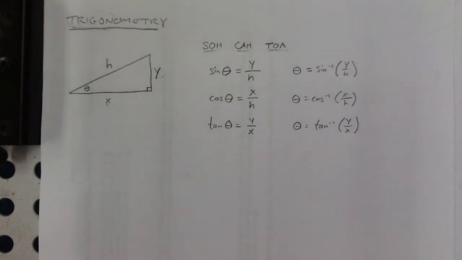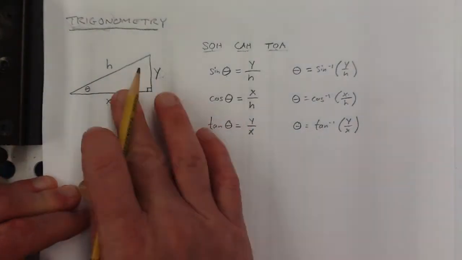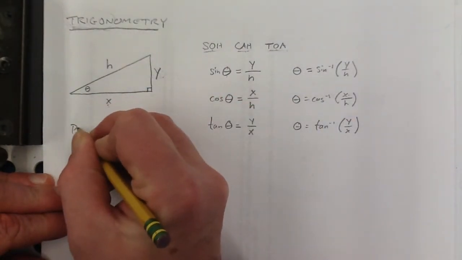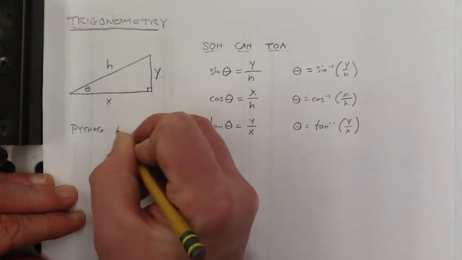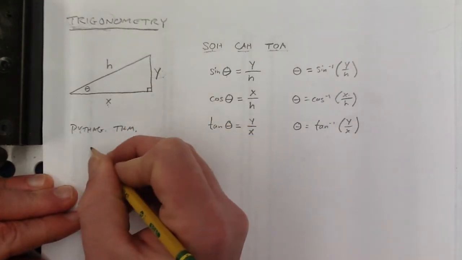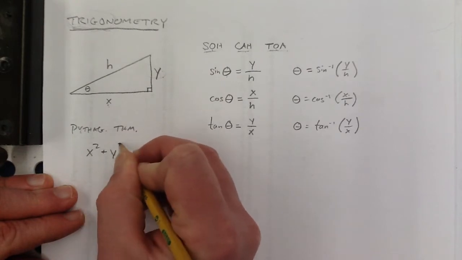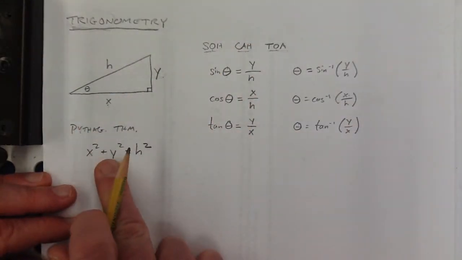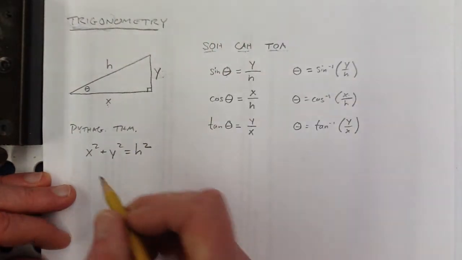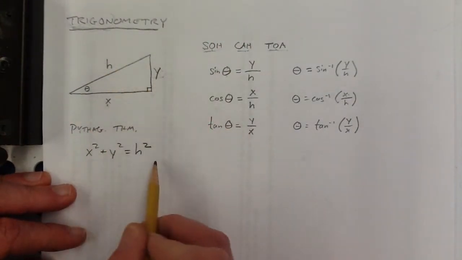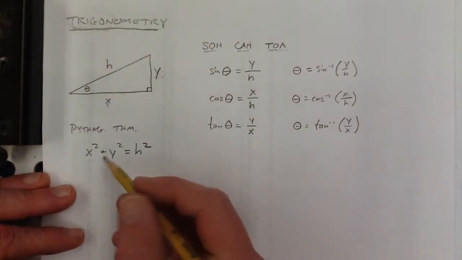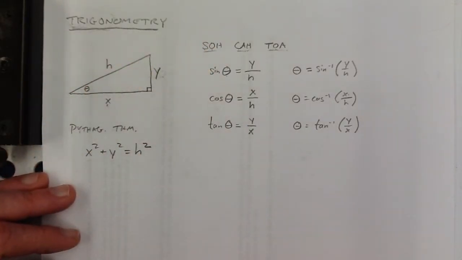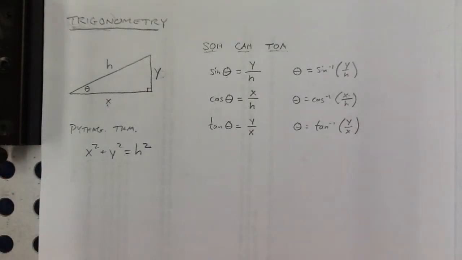And let's see, what else? Also, you know that this is a right triangle, so by the Pythagorean Theorem, you know that x squared plus y squared equals h squared. The Pythagorean theorem is often a squared plus b squared equals c squared, but that's just the sides named different letters. Here we named them these. So if you know two sides in a right triangle, you can find the other one by doing some math. Okay, so that's pretty much everything that you need to know about trig. If you can do all of that, then you're home free.